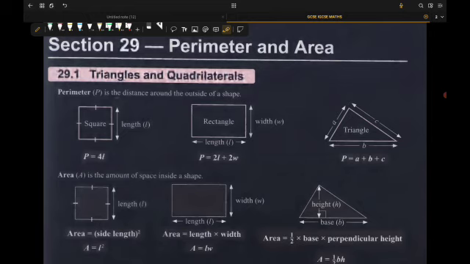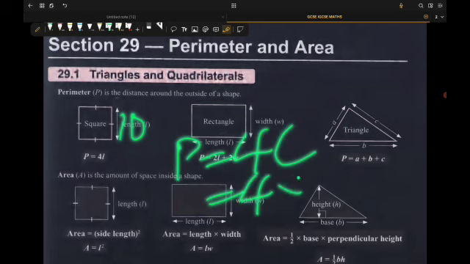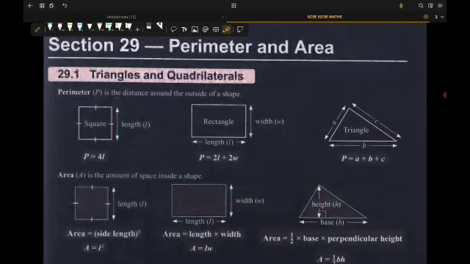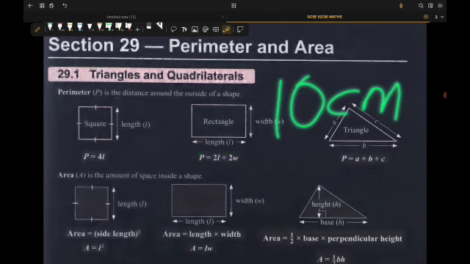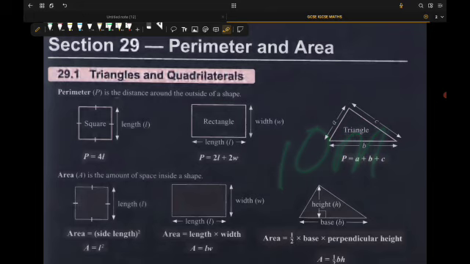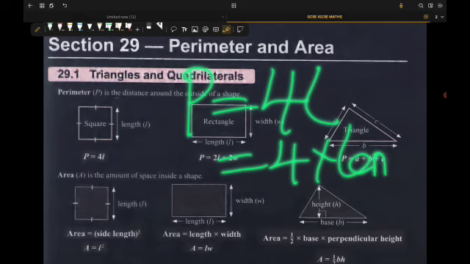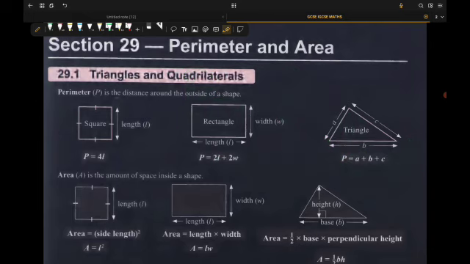For instance, if the length here is 10, your perimeter will be equal to 4L, which is equal to 4 times 10, which equals 40. Perimeter will be 40. You'll be given the unit, maybe in centimeter, or it will be given in meter. It depends. So any day, the formula for calculating the perimeter of a square is always P = 4L. The L there is length. So that is that for square.